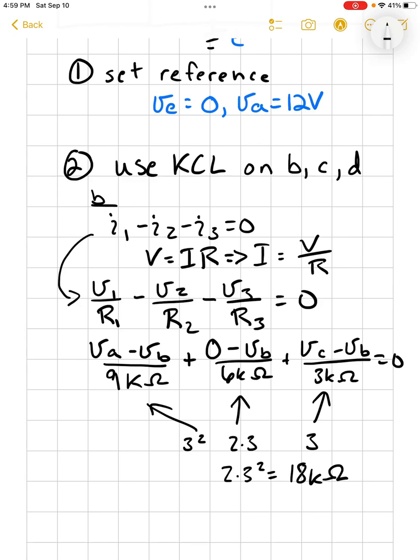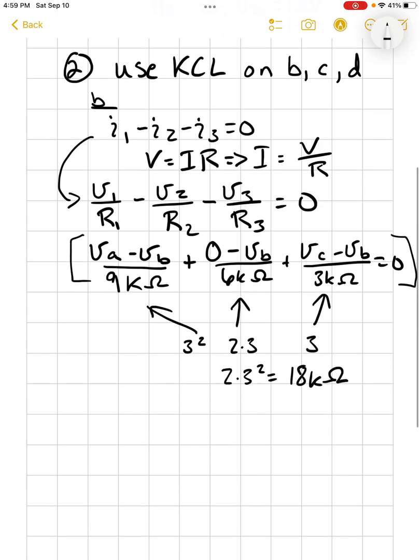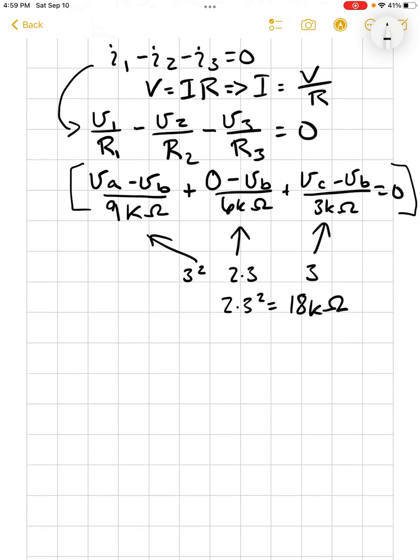So what I'm going to do, just to make my life easier, is multiply this whole equation by 18 kiloohms. What that leaves me with is my first term, where 18 kiloohms divided by 9 kiloohms leaves me with a 2. So I'll have 2 VA minus 2 VB. In the second term, 18 kiloohms divided by 6 kiloohms leaves me with a 3, so I'll have minus 3 VB. And the last one, 18 kiloohms divided by 3 kiloohms leaves me with 6, so I'll have plus 6 VC minus 6 VB. That all equals 0.